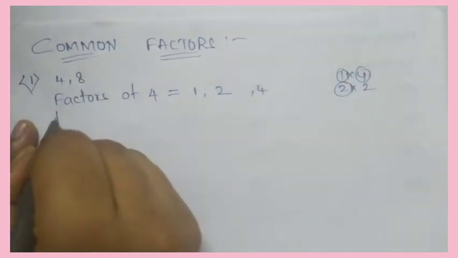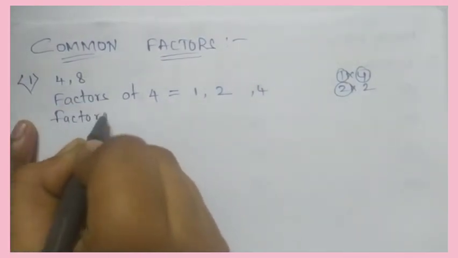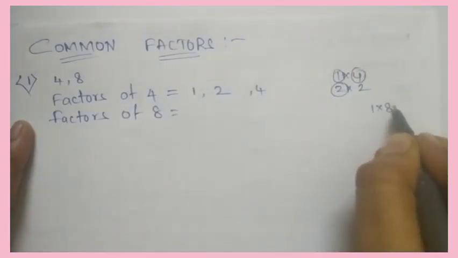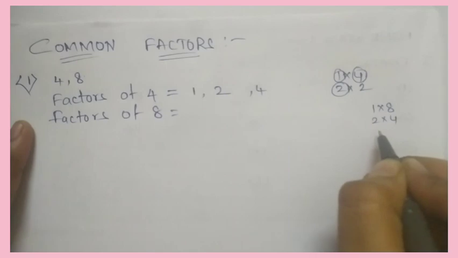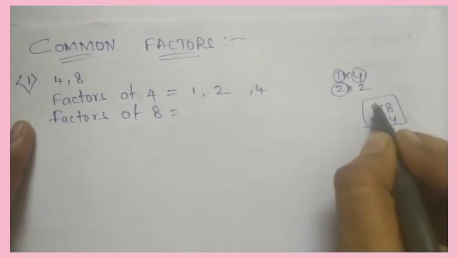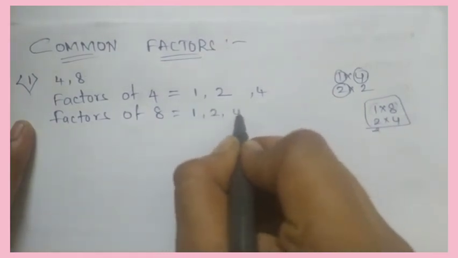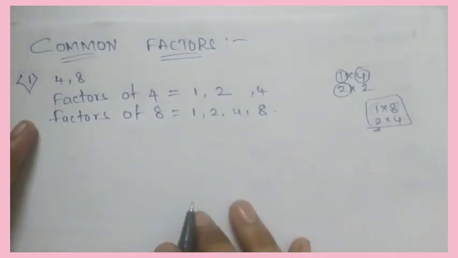Next we will write the factors of 8. Look, 1 eight is 8. 2 fours are 8. Will we get 8 in the 3 table? No. Up to here only we will complete. 1, 2, 4, 8 are the factors of 8.